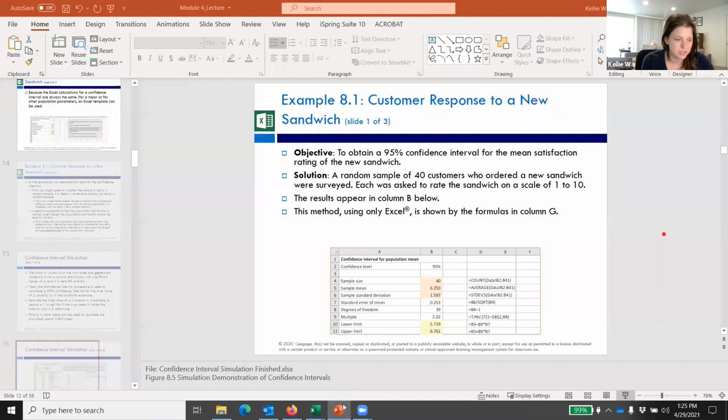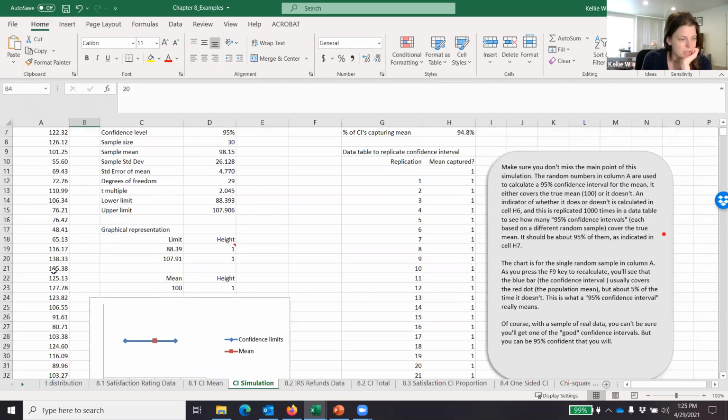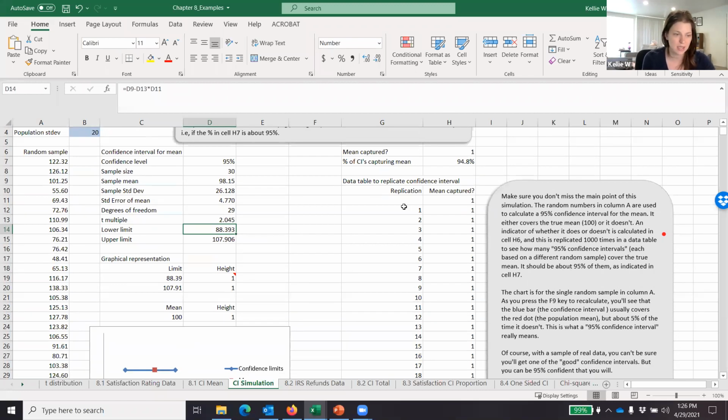And what this demonstrates is, here's our population mean and standard deviation. Here's our random sample. And then they run this simulation where they take the confidence level and the sample size, find the lower and upper limit, and then compare the sample mean to the actual mean. Did it actually fall within 88.393 and 107.906? If it does fall within, it records a 1. And if it falls outside those bounds, it records a 0.